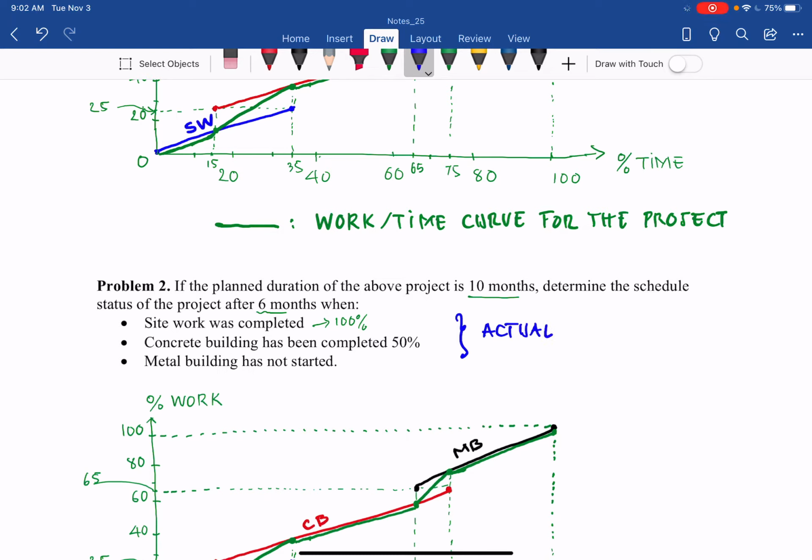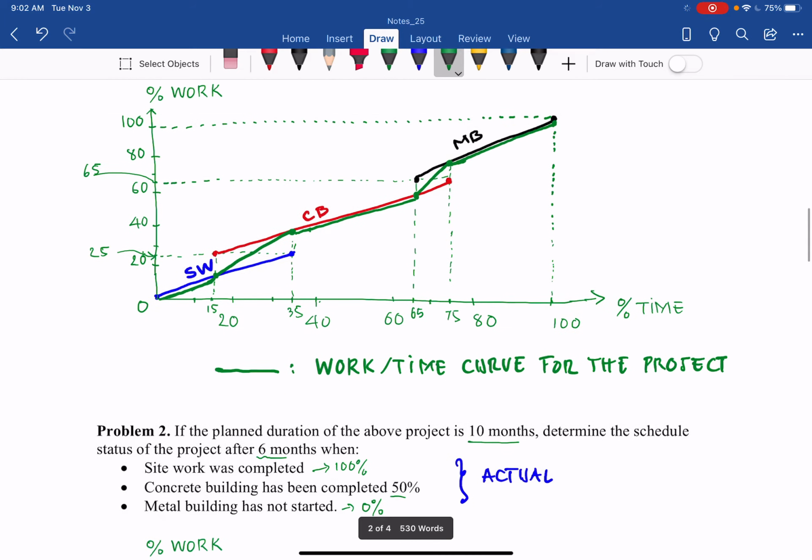the concrete building has been completed 50%, so the concrete building is 50% complete. The metal building has not been started, so it means 0% complete for the metal building, the actual work. And you compare the status. It means you compare what we planned for this project and what is the actual completion.